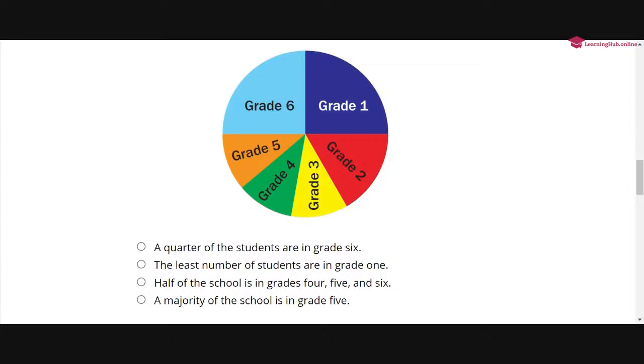The least number of students are in grade 1. That is not true because a quarter of the school would be in grade 1. Half of the school is in grades 4, 5, and 6. That's not true because when you look at 4, 5, and 6, it's a little bit less than a half, because if you were to get a half, this line right here would have to come straight down. So it's a little bit less than a half. And a majority of the school is in grade 5, which is not true. So the answer is a quarter of the students are in grade 6.